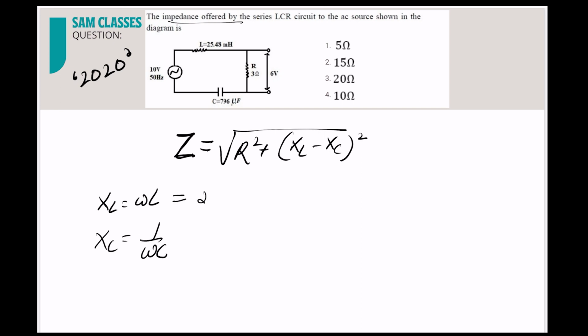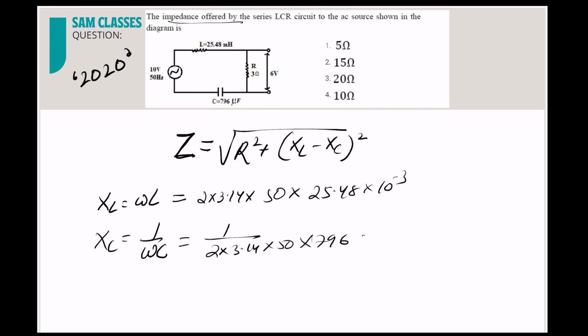So omega L is 2 pi F. So 3.14 into frequency, 50, into L value, 25.48 millihenry, so 10 power minus 3. And XC is equal to 1 by 2 into 3.14 into 50 into 796 microfarad, that is 796 into 10 power minus 6 farad. Okay. So if you solve this, XL will be coming around 8 and XC will be coming around 4. Approximately 8.000 something it will come, and this is 4.